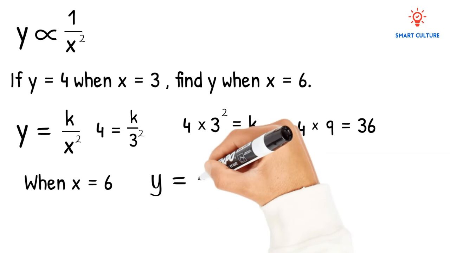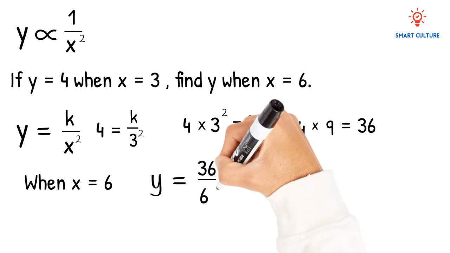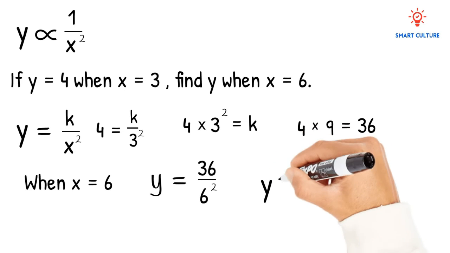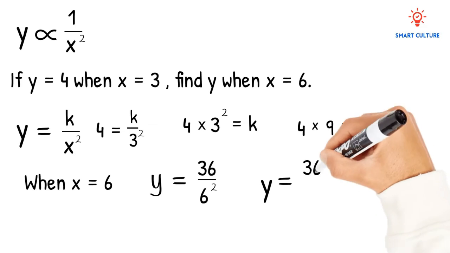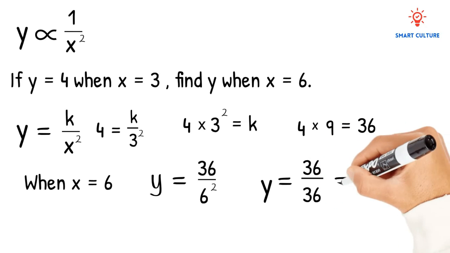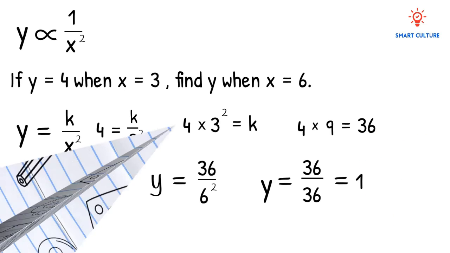Now remember, we have the value for k and we have the value for x, so we can just plug that in. So then it will be y is equal to 36 over 6 squared. Now what is 6 squared? 6 squared is equal to 36. So ultimately y is then equal to 36 over 36, and that equals 1. So y is equal to 1 when x is equal to 6.